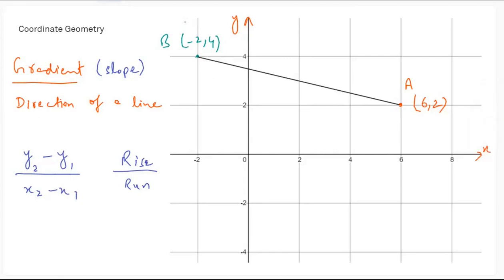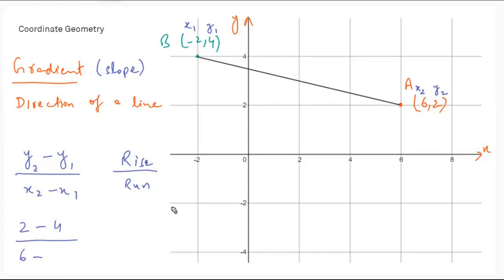Change the color. This is x1, this is y1. Then this is going to be x2, and this is going to be y2. Okay, now we just need to input values there. What will you get? y2 is 2 there, so we have 2 in place of y2. y1 is 4, that's 4 there, divided by x2, that is 6, minus x1.